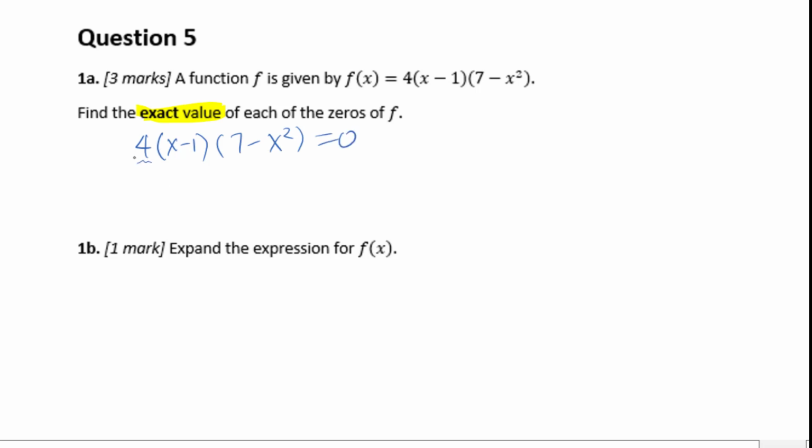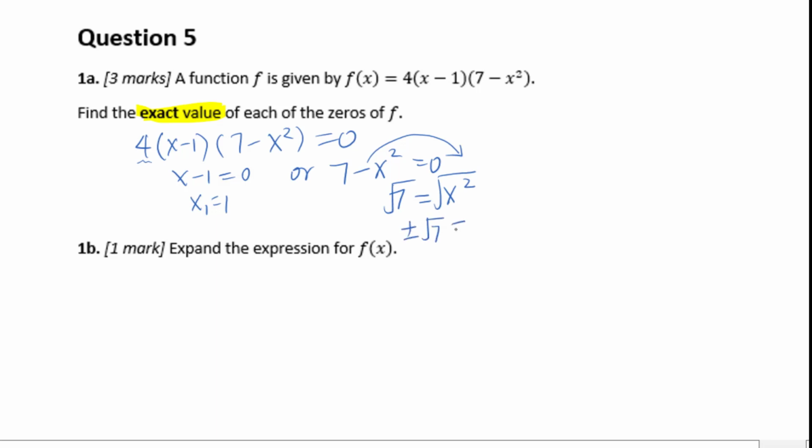This 4, definitely we cannot make it equal 0. So we have x minus 1 equals 0 or 7 minus x squared equals 0. x1 equals 1. This is a power equation. Isolate the variable on one side. So we have 7 equals x squared. Then we square root both sides. We will get plus or minus square root of 7 equals x. So the solutions will be x1 equals 1, x2 equals square root of 7, x3 equals negative square root of 7.